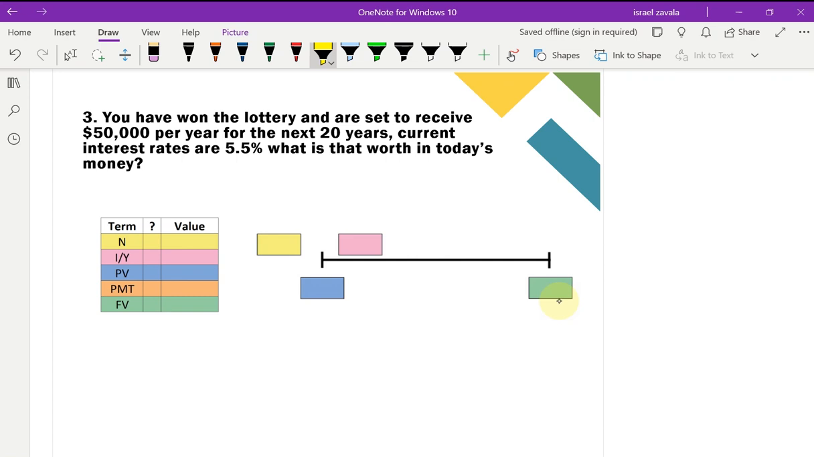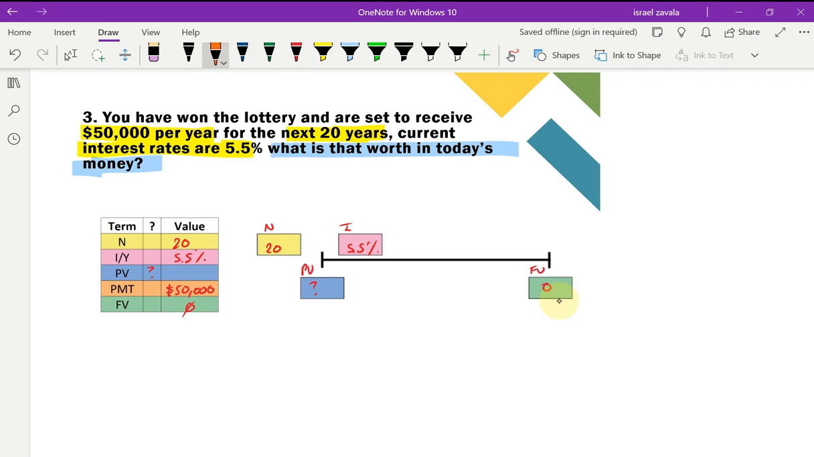You have won the lottery and are set to receive $50,000 per year for the next 20 years. Current interest rates are 5.5%. What is this worth in today's money? So we're trying to figure this out. So what are we looking for? What is this worth in today's money, present value? Notice that we use different wording here now. So we have 20 years, 5.5%. The payments are going to be $50,000 per year for that 20 years, and there is no future value. So 5.5, that's what we're looking for, and nothing.